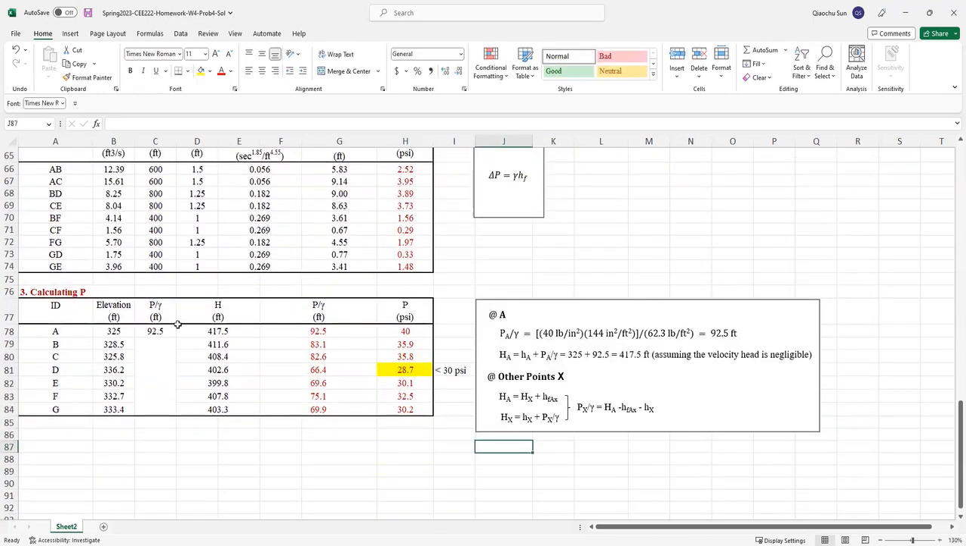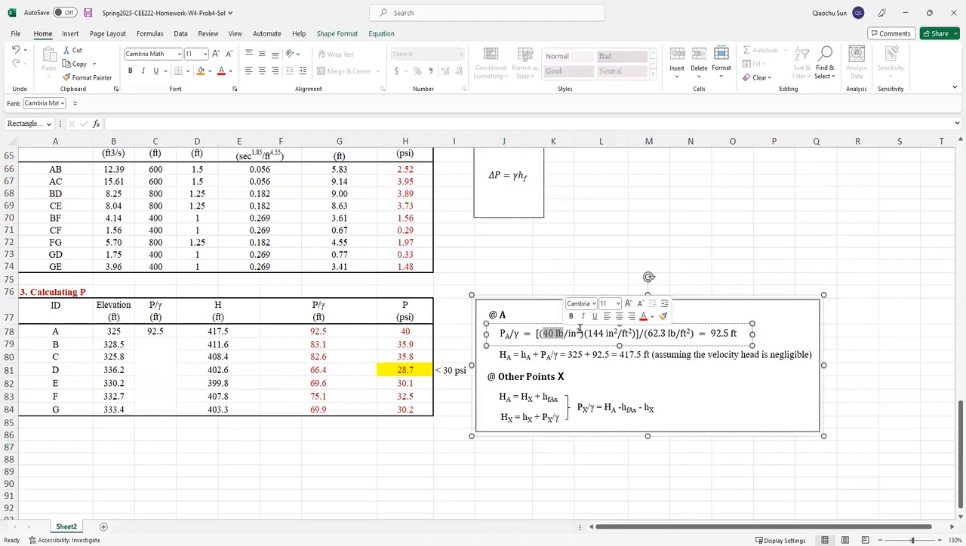So the next step is to calculate the pressure at each point. We already know the pressure at point A equals 40 psi. After doing the unit transformation and dividing by the specific weight of water, we can calculate the pressure head at point A. The total energy at point A equals its elevation plus the pressure head, because we assume the velocity equals 0. The total energy is equal to 417.5 feet.